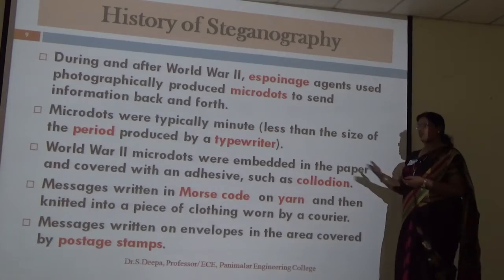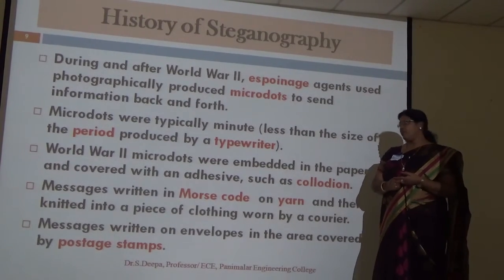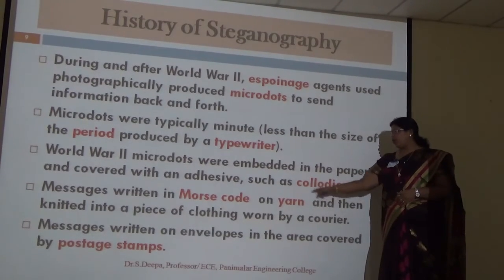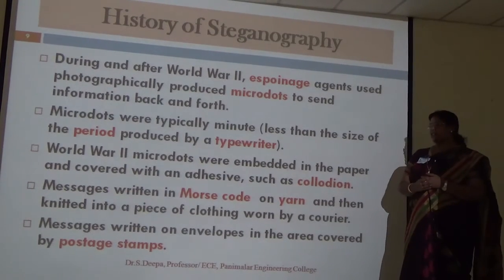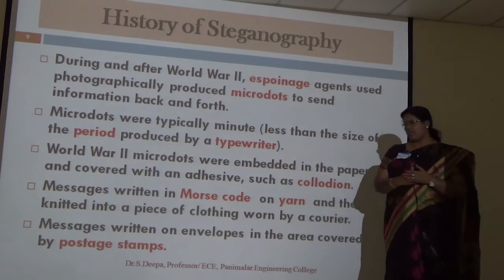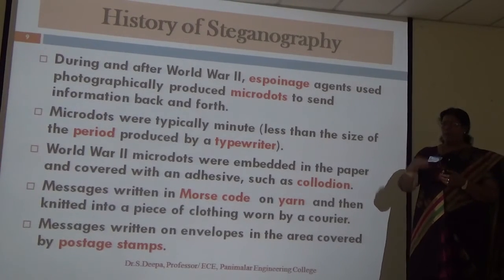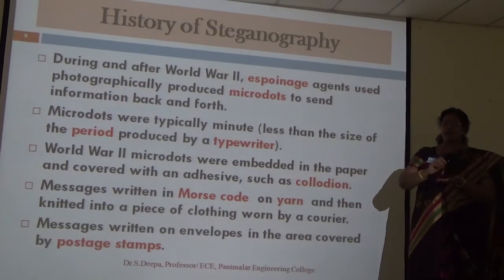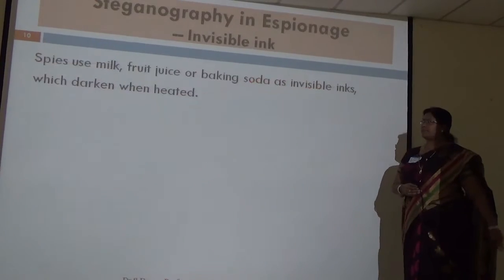In a later stage, Morse code was used. We know that Morse code is a technology used in the telegraph. They made use of Morse code, and the code would be embedded into yarn, and that yarn would be made into a ball, and this ball would be transmitted from the sender to the receiver. One more method they used is, whenever an envelope is sent through post, the place under the postage stamp would be used for writing the message. So, these are the earlier applications.